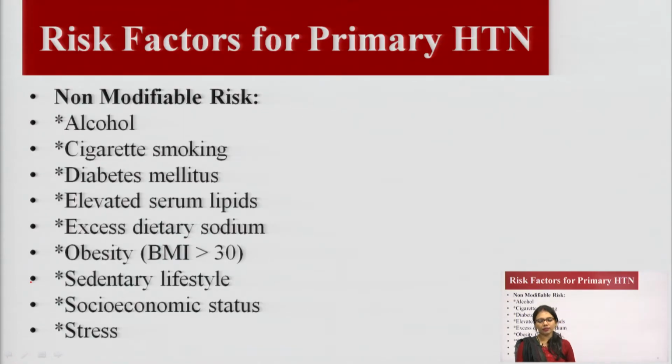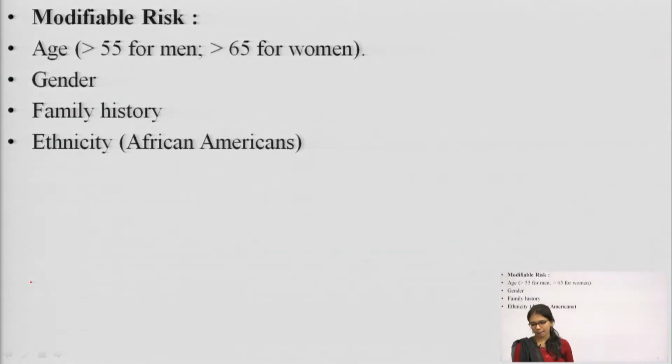Now, these are the risk factors for primary hypertension: alcohol, cigarette smoking, diabetes mellitus, elevated serum lipids, excess dietary sodium, obesity, and stress. Along with non-modifiable risk factors, these are the risk factors for primary hypertension.